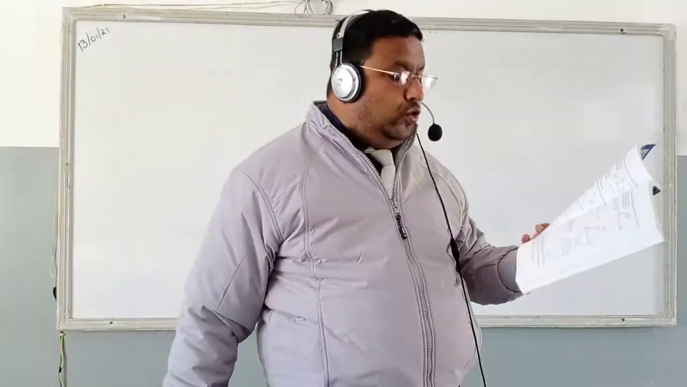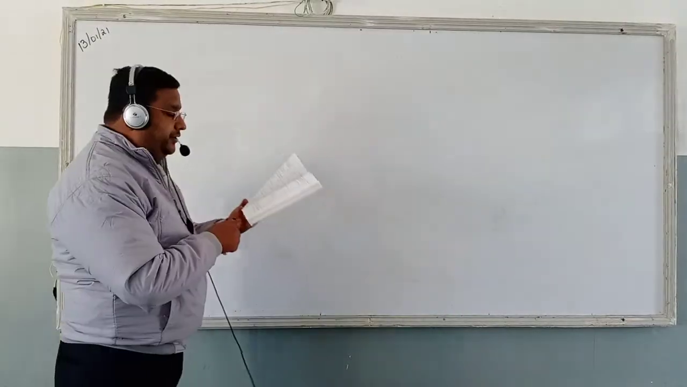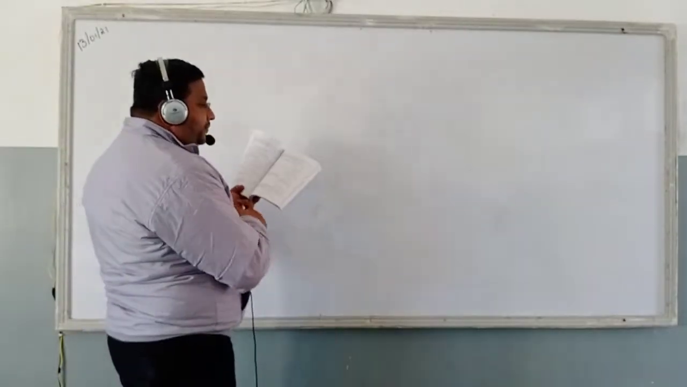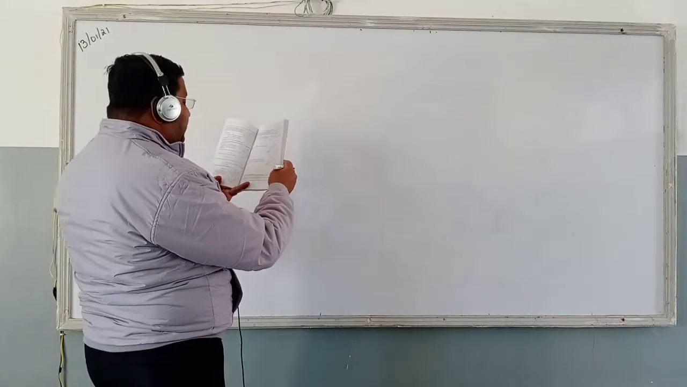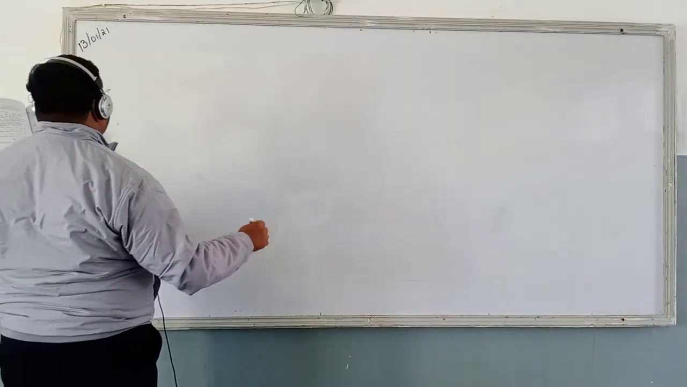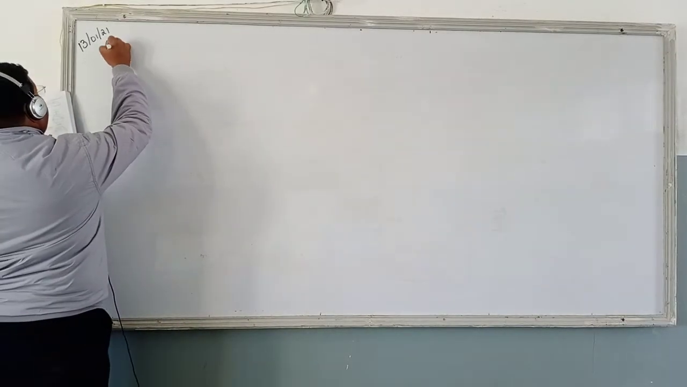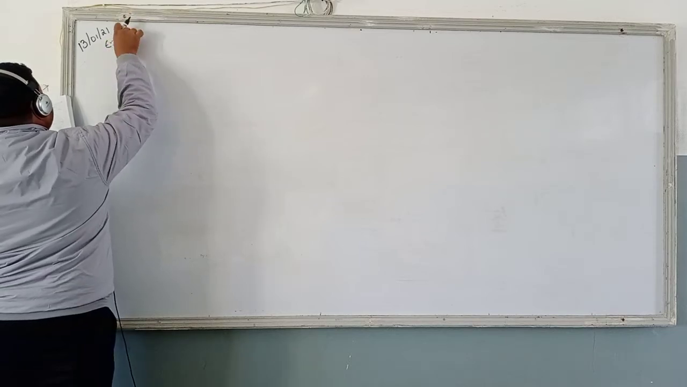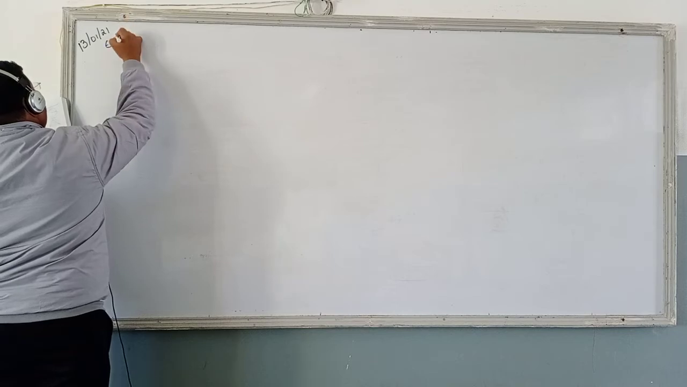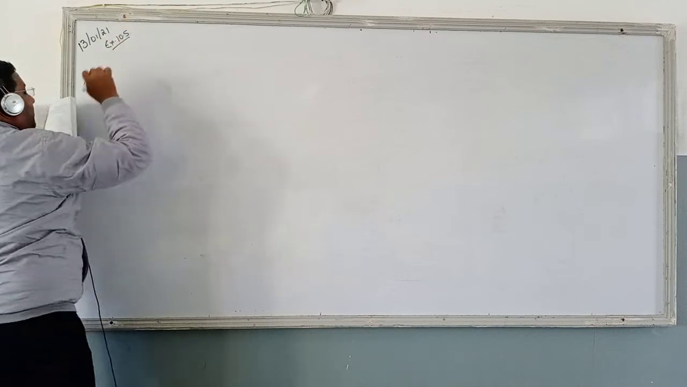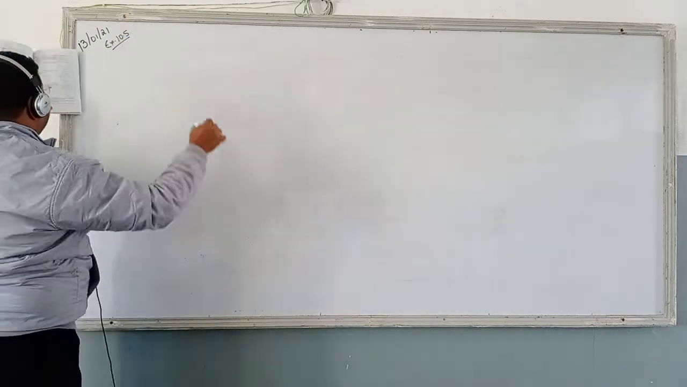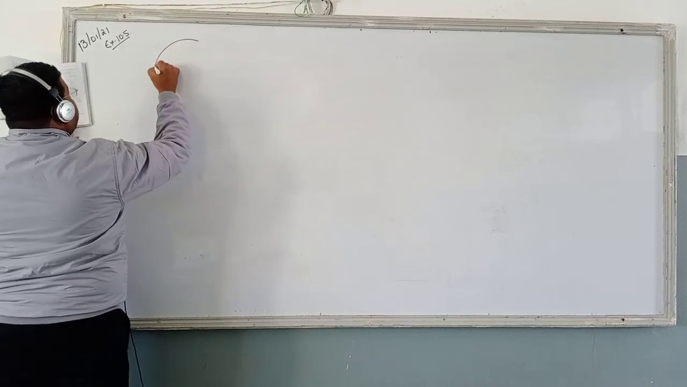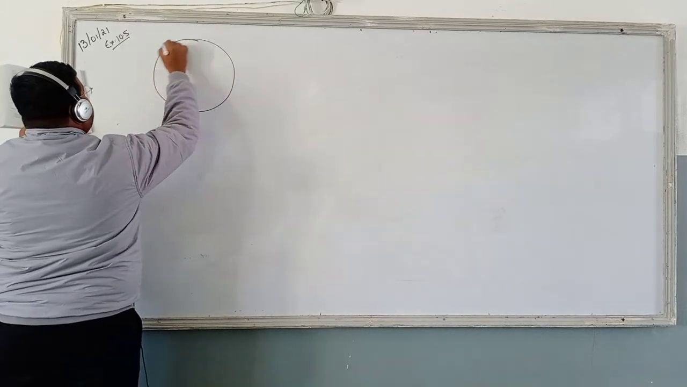ABCD is a cyclic quadrilateral whose diagonals intersect at point E. If angle DBC is 70, angle BAC is 30, find... Exercise 10.4. Alright. He says this is a cyclic quadrilateral, so you can see a circle.